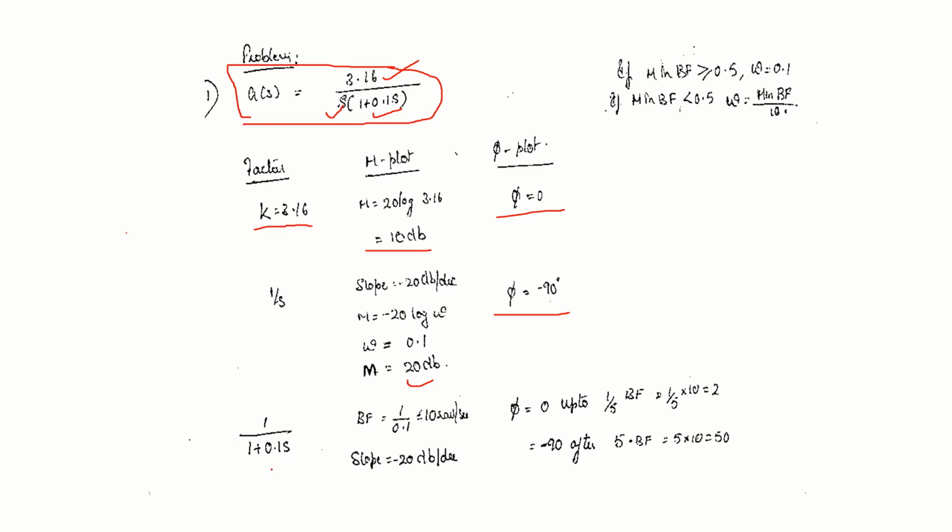1 by 1 plus 0.1 s is the finite pole. Break frequency is 1 by 0.1, 10 radian per second. Slope is minus 20 dB per decade. Phase angle to be taken as 0 up to 1/5 of 10, that is 2. Phase angle should be taken as minus 90 after 5 times the break frequency, that is 50. If the minimum break frequency is greater than 0.5, you start with omega as 0.1. Just a clue. Less than 0.5, better start in terms of 1, that is 0.01, 0.001, like that.